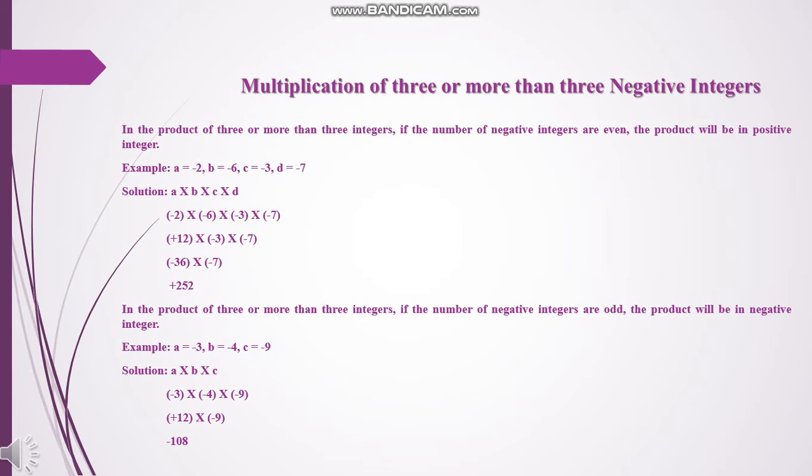In the product of 3 or more than 3 integers, if the number of negative integers is odd, the product will be a negative integer. For example, a is minus 3, b is minus 4, c is minus 9. Solution is a into b into c is equal to minus 3 into minus 4 into minus 9. So minus into minus is equal to plus. 3 into 4 is equal to 12. So plus 12 into minus 9 is plus into minus, which is minus. 12 into 9 is 108. So the product is minus 108.